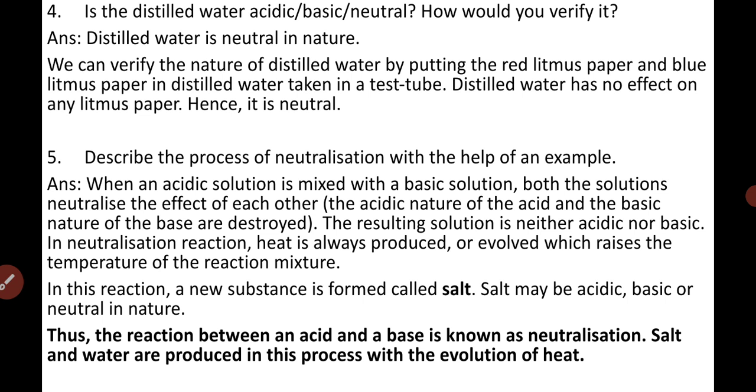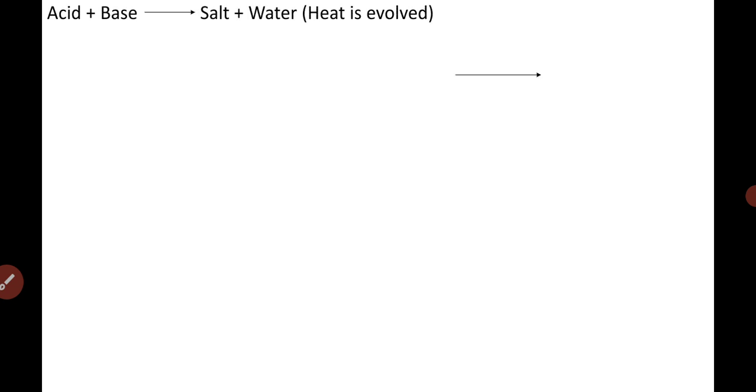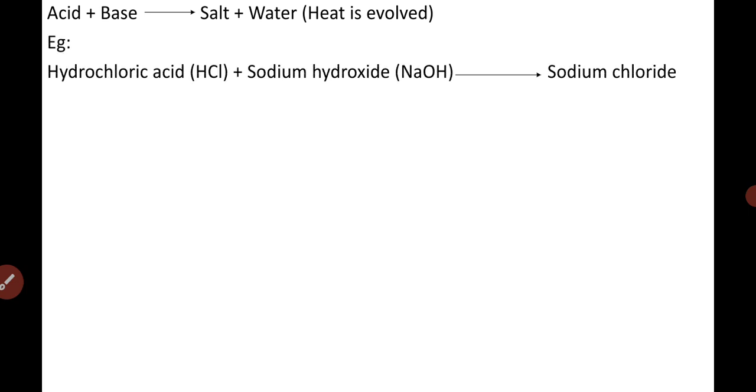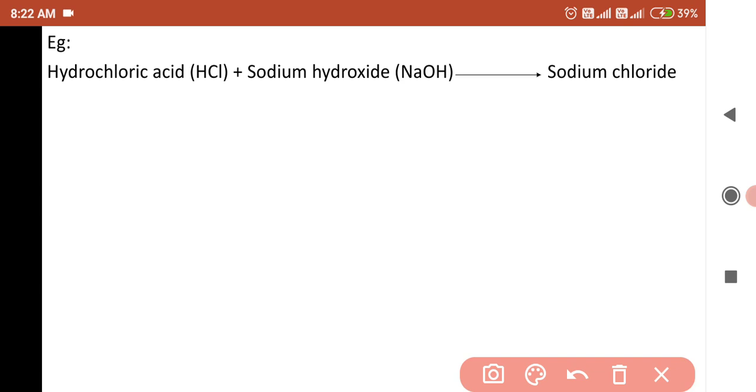Clear? And the reaction, which you have to note down: acid plus base forms what? Salt and water. Salt plus water, and heat is also evolved. Clear? And the example of the acid, which is given in the book, is hydrochloric acid. HCl is the formula of hydrochloric acid.